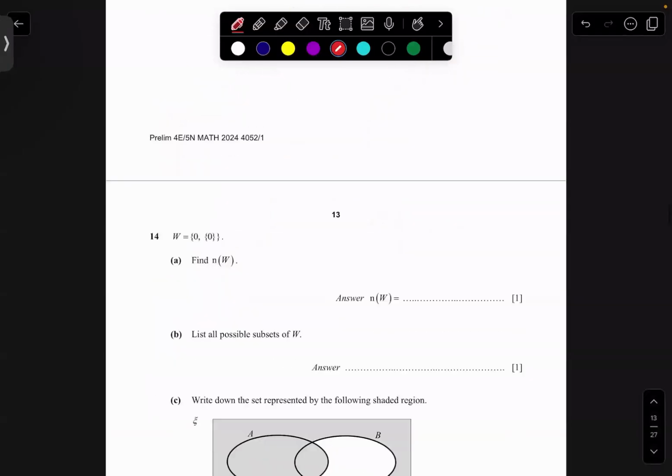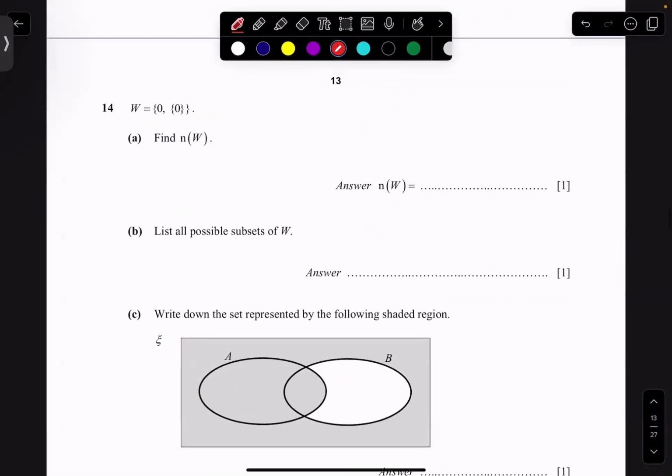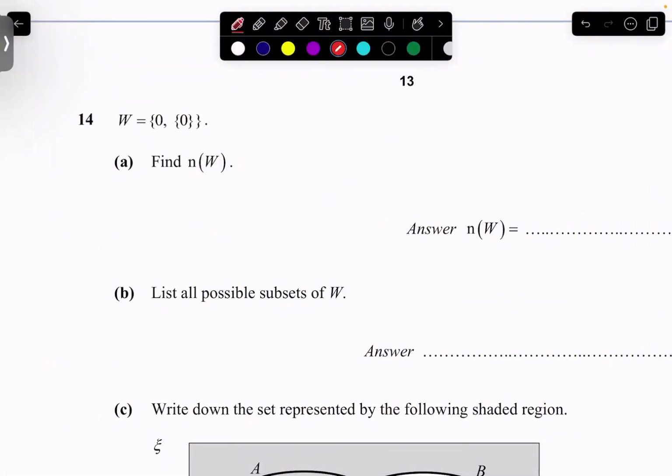Okay, question 14. Another set question, a bit rare. They usually set 3. We have one question. Now let's see what it does. W equals the set containing 0 and the set containing 0. So we need to understand this bracket: it opens up to show that this is an element inside W, and this is also an element, the one with the bracket. Again, trying to confuse you, but this is also an element. So the number of elements is 2.